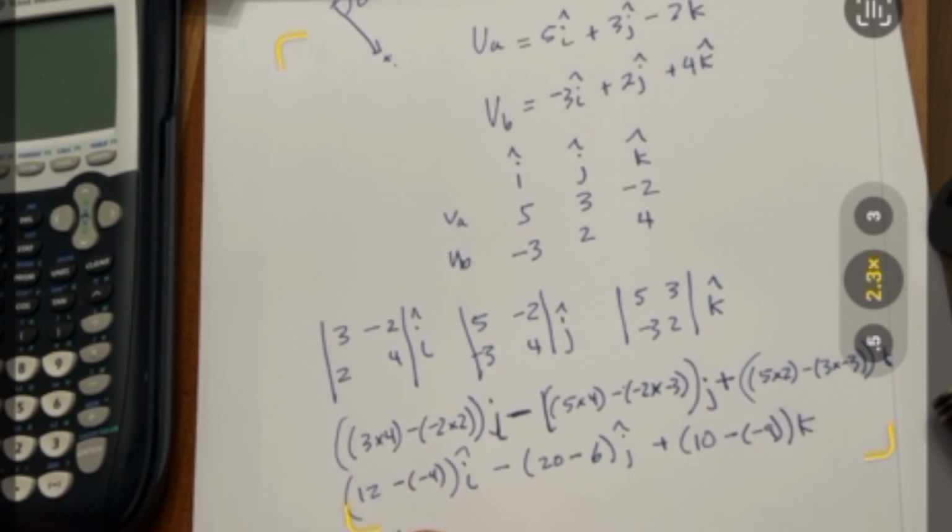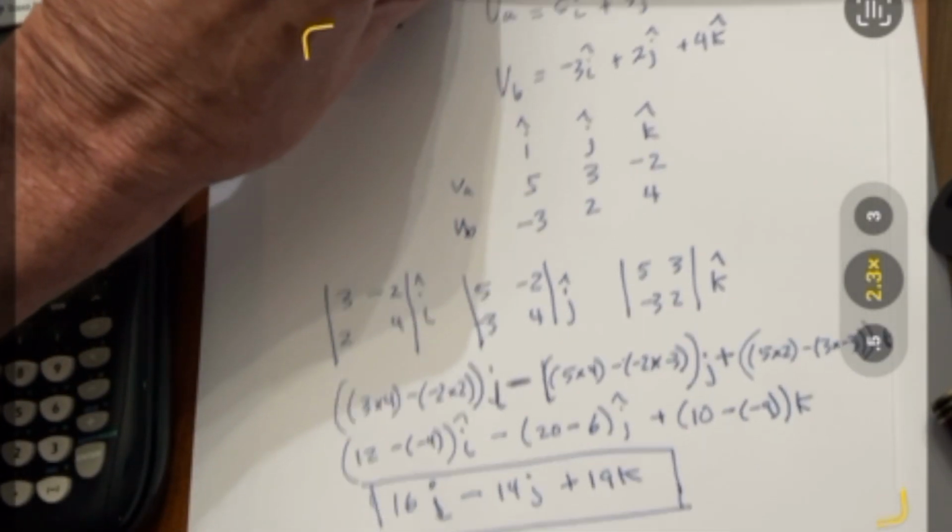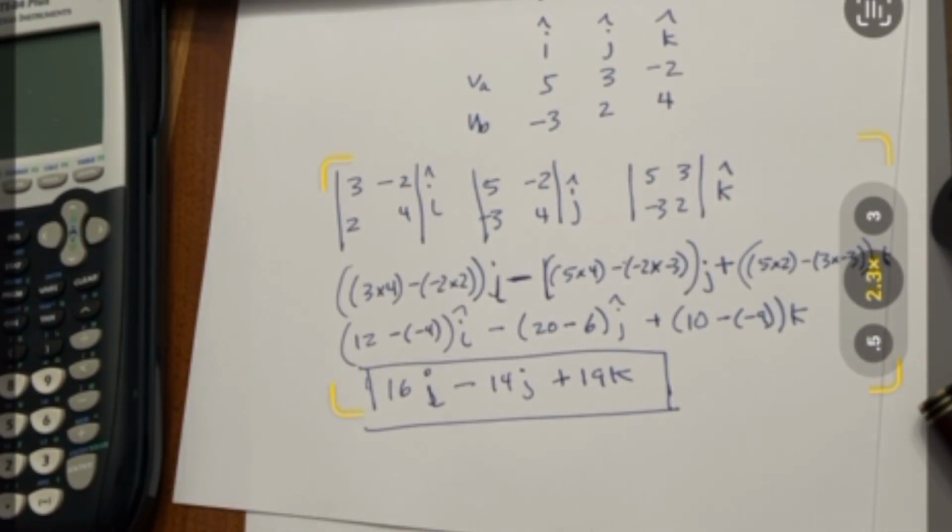So what do we have here? We've got 16i minus 14j plus 19k. And this is our final vector, which is 90 degrees to the first two vectors.